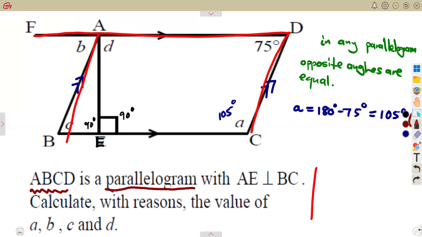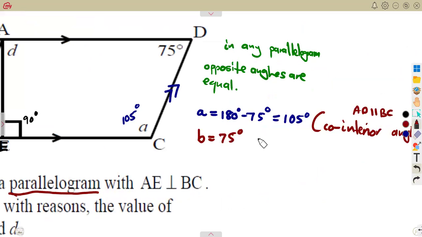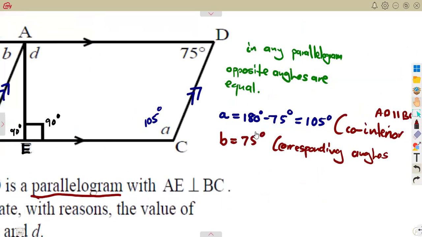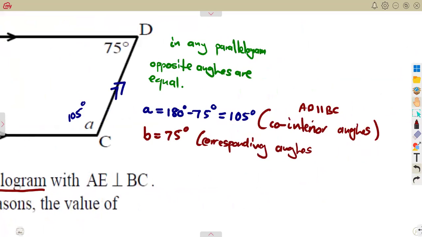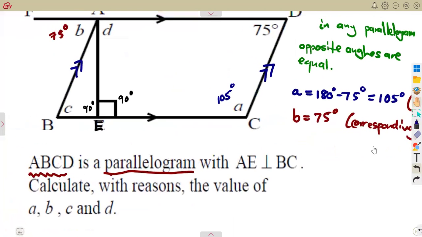Those are corresponding angles. So that was a straightforward solution for B. B is simply equal to 75 degrees. These are corresponding angles, since these two lines are parallel, DC is parallel to AB. From our parallelogram concept, DC is parallel to AB. These are the properties you have to consider of a parallelogram. So we've got angle B.